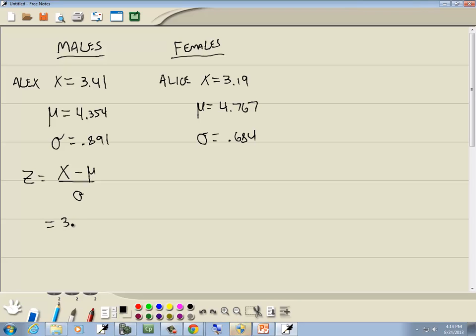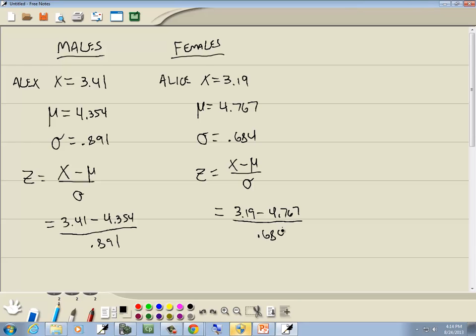So we're going to have 3.41 minus 4.354 over sigma, which is 0.891. Now for this one, we're going to have again x minus mu over sigma. So x, which is 3.19, minus mu, which is 4.767, all over sigma, which is 0.684. Now when you type these in the calculator, anytime you have more than a single number or a single variable in the top or bottom of your fraction, you have to put parentheses on it. So when we plug this in, we want to make sure we put parentheses on the top part on both of those.